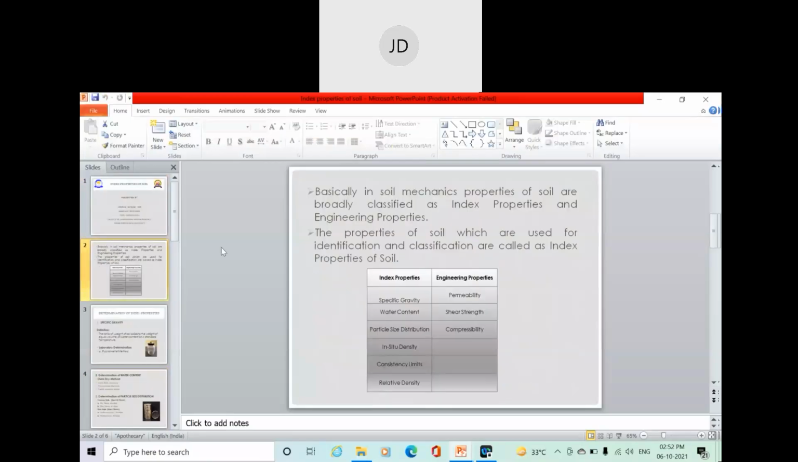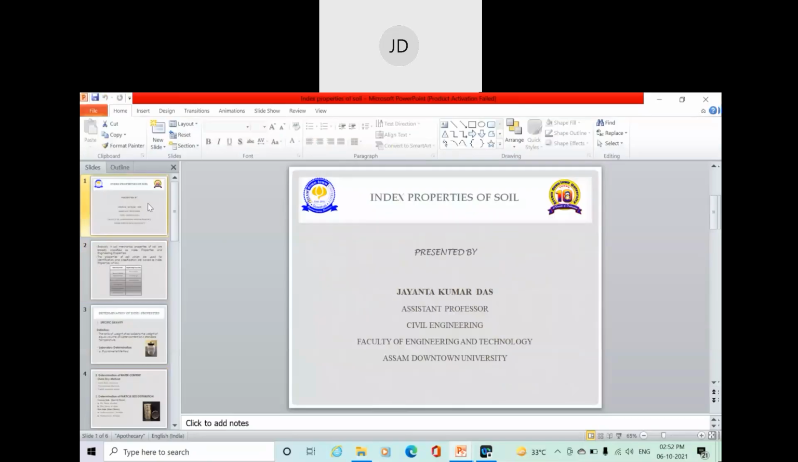Now basically, whatever we have discussed, all are properties of soil, right? So in general, we can derive properties and classify the properties of soil in different categories. Mainly there are index properties of soil and engineering properties of soil, or geotechnical properties of soil, right?